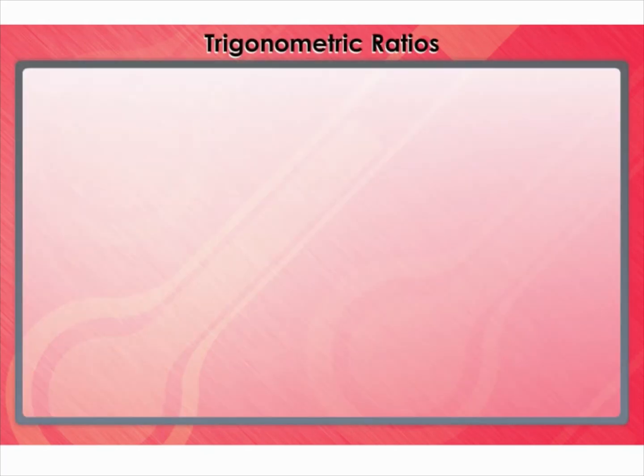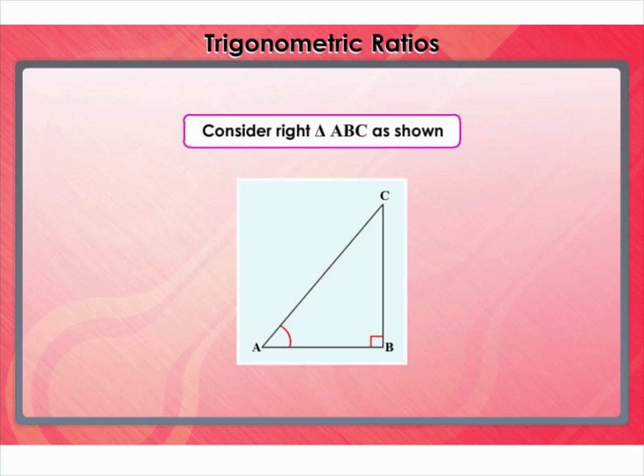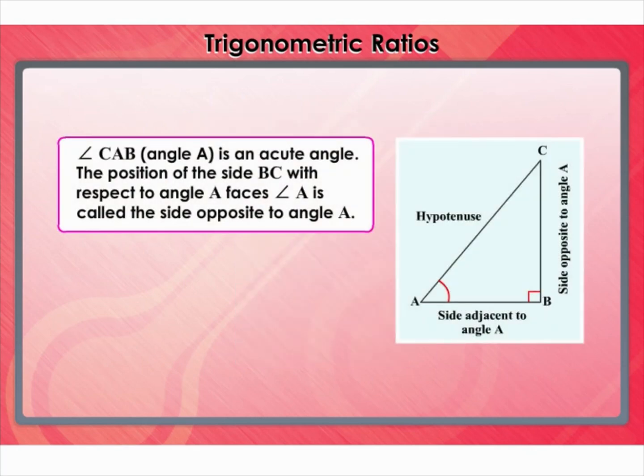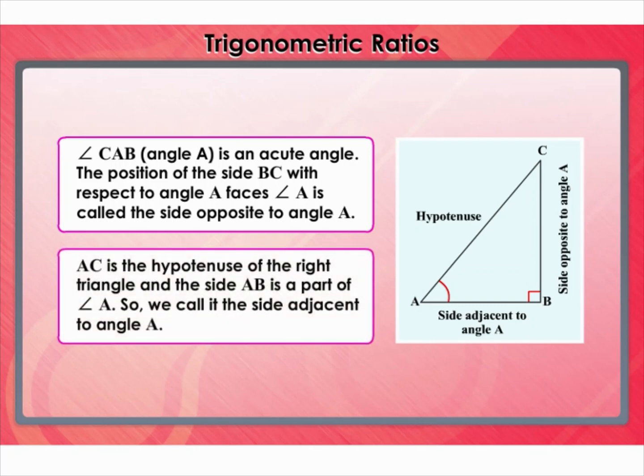Trigonometric ratio. Before we go into details of trigonometry, let's consider a right triangle ABC as shown in the figure. In the figure, angle CAB is an acute angle. Position of the side BC with respect to angle A: it faces angle A. We call it the side opposite to angle A. AC is the hypotenuse of the right triangle and the side AB is a part of the angle A. So we call it the side adjacent to angle A.